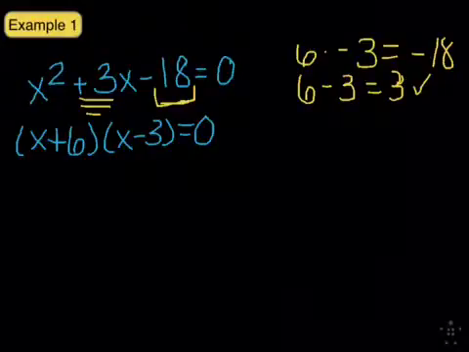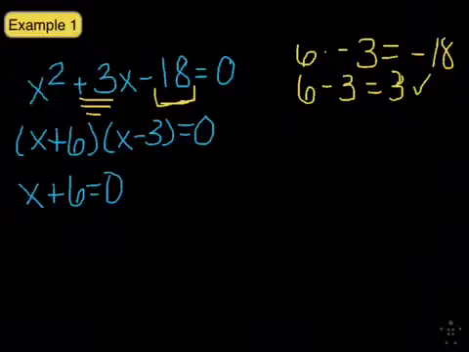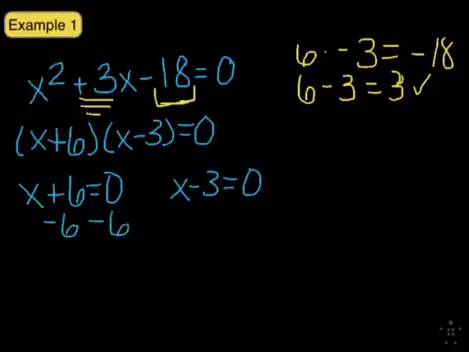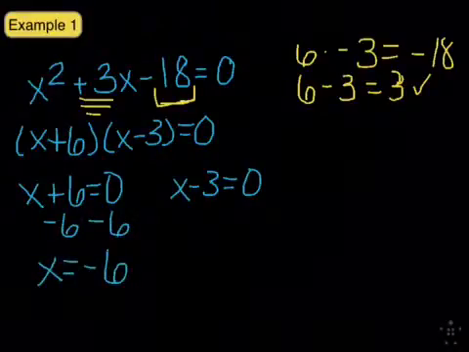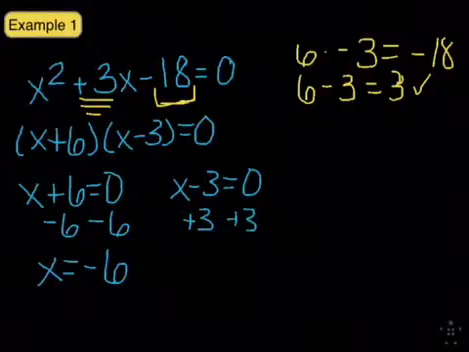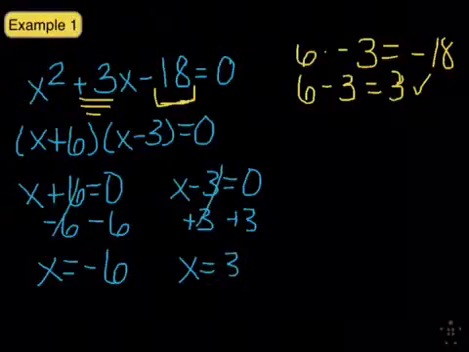So this really means x plus 6 equals 0, x minus 3 equals 0. Solve for x. So one solution is negative 6, and the other solution is going to be positive 3. Okay? So those will be your answers.